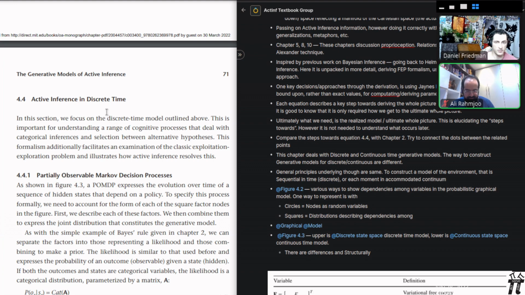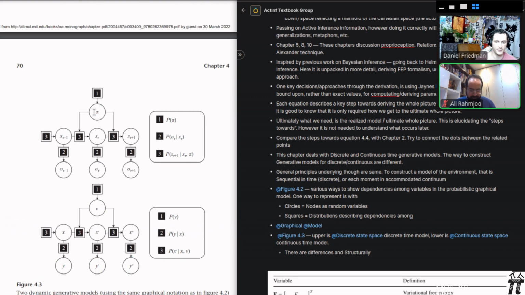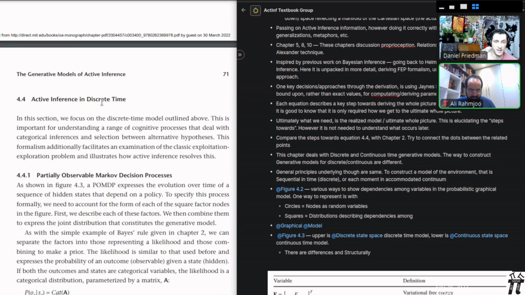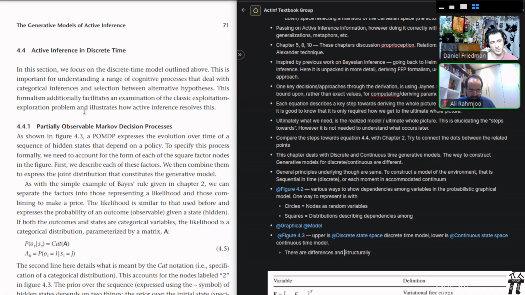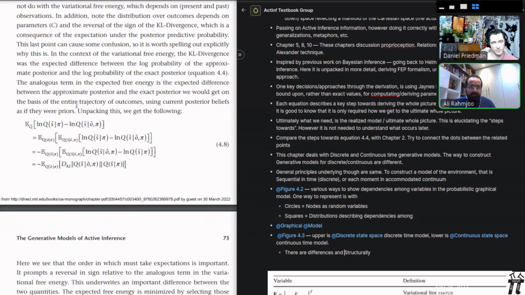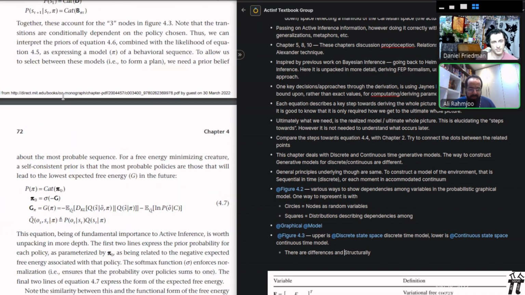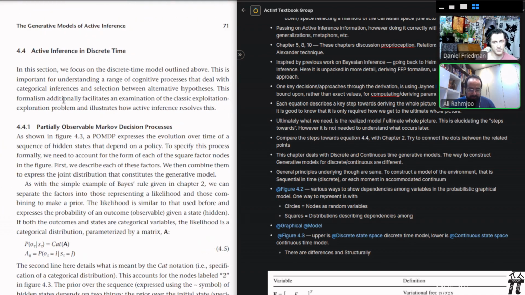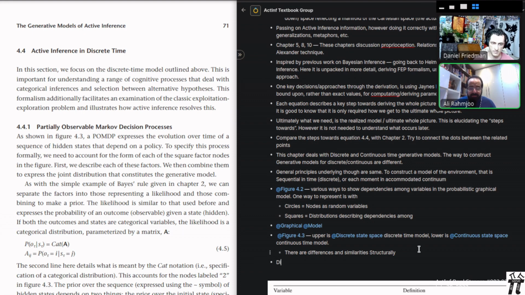So section 4.4 goes into essentially the top half of figure 4.3, discrete time. What would you say about discrete time? Okay, so the discrete time situation is obviously the archetype discrete time situation, which is the POMDP models.